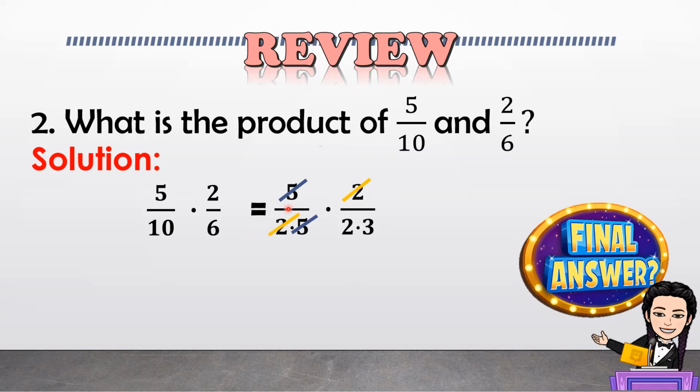For the numerator, ang matitira natin dyan is 1 na lang. And then for the denominator, multiply 2 and 3 to get 6. So, bakit ko pinakita ang factors ng mga number na ito? Kaya ako ginamit ang factors dito dahil iyon din ang process na ia-apply natin sa lesson natin today, which is multiplying rational algebraic expressions. Handa na ba kayo? Very good.